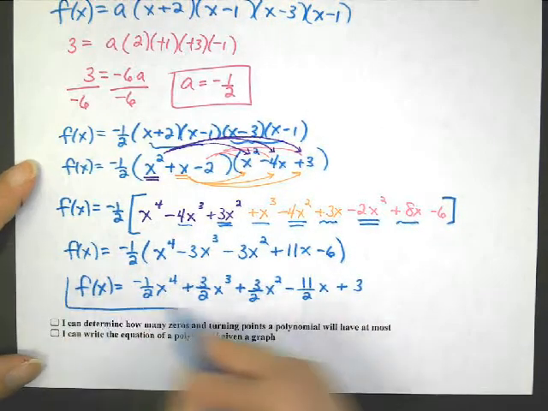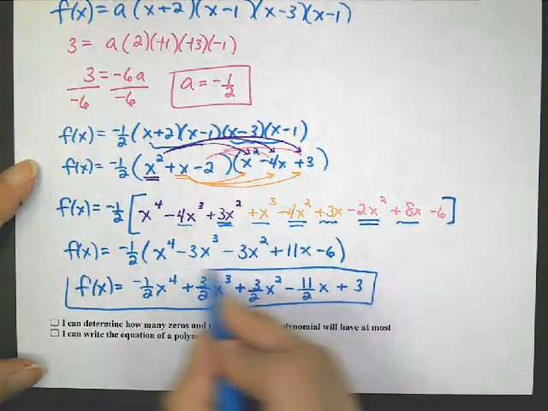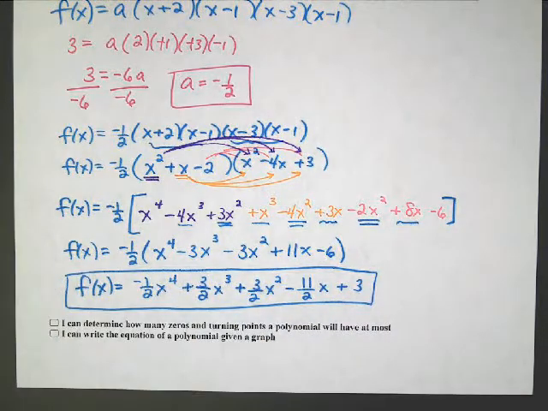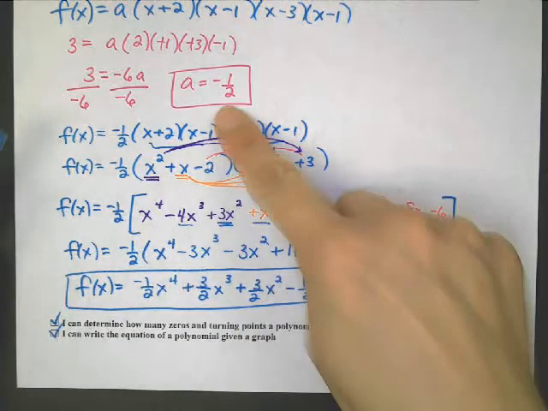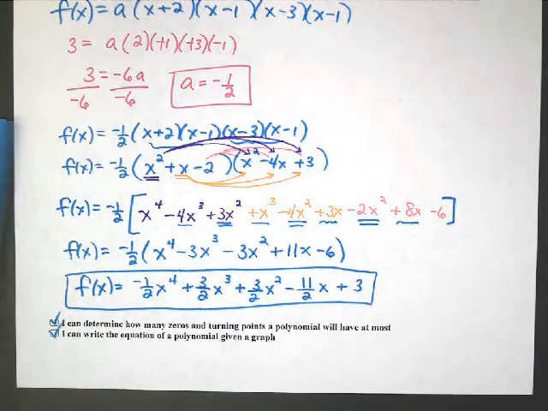I can determine how many zeros and turning points a polynomial will have at most. Yes, I could do that. And I can write the equation from our graph by multiplying everything out and finding the a value. Good job.